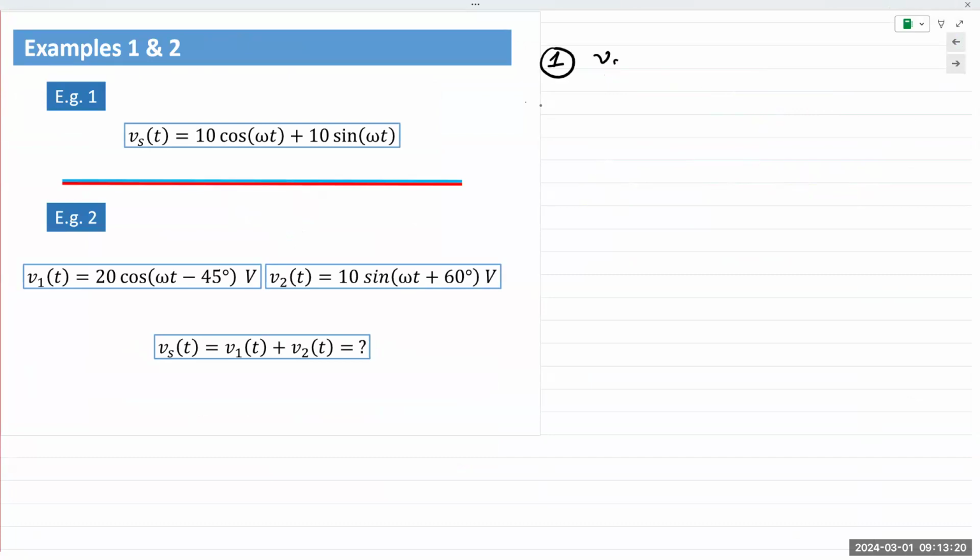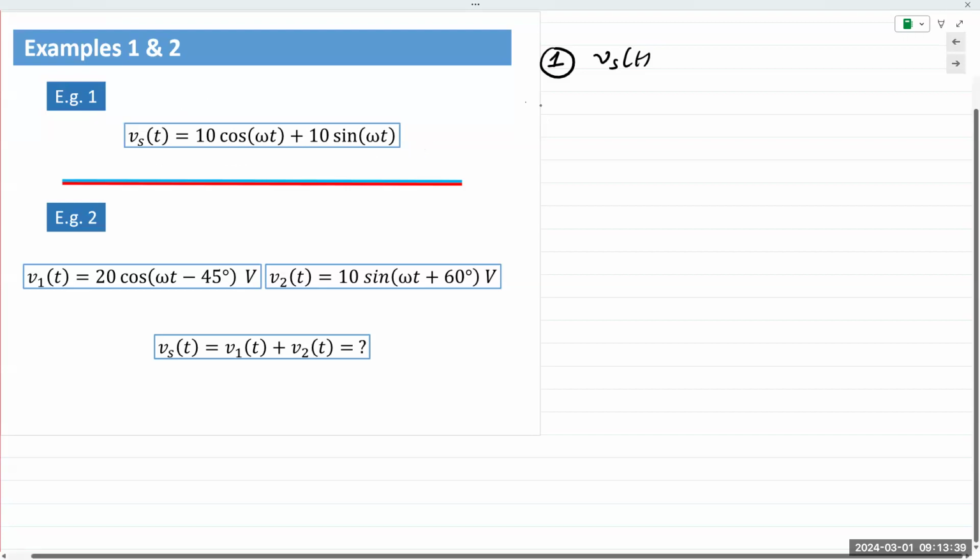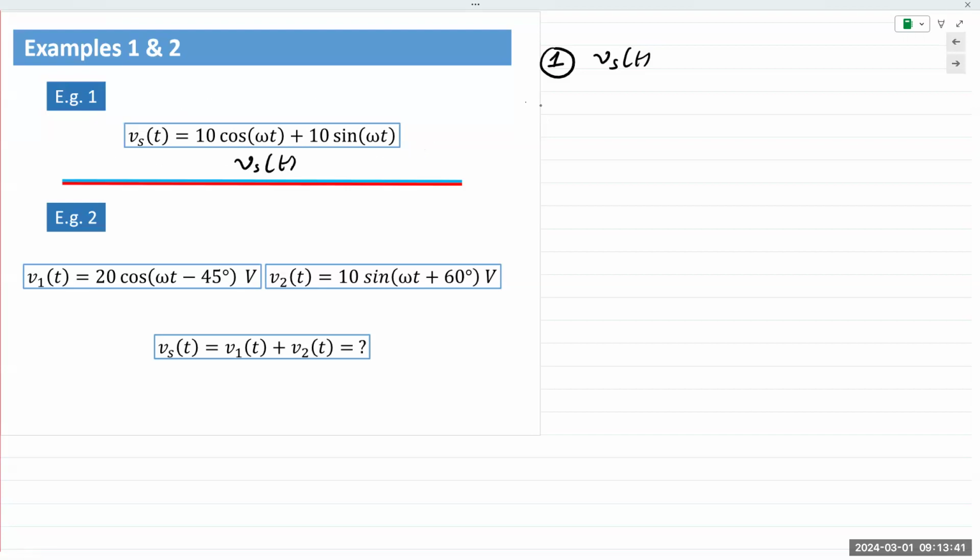So the first thing given to us is v of t equals 10 cos omega t plus 10 sine omega t. It's asking you to find the value of the voltage as a function of time. So your final answer should also be as a function of time. This is the problem statement, and it is simply asking you what the sum of these 2 sinusoids would be. So your final answer should be as a function of time, not as a phasor.